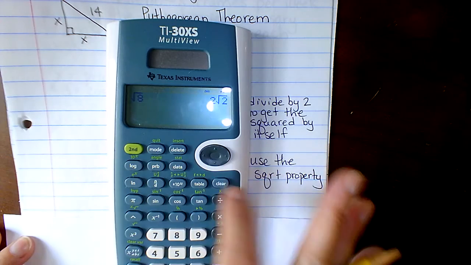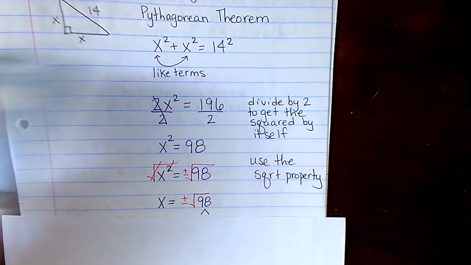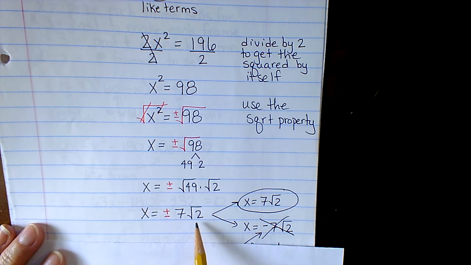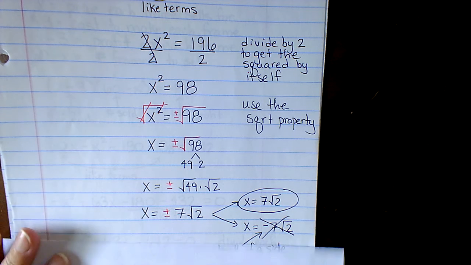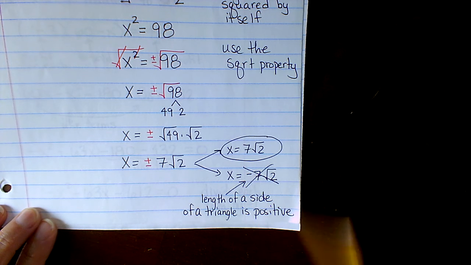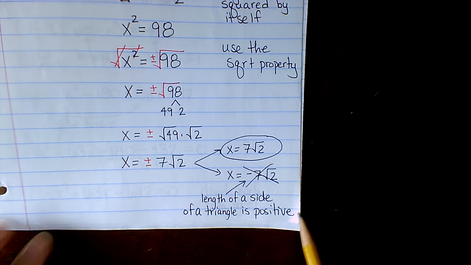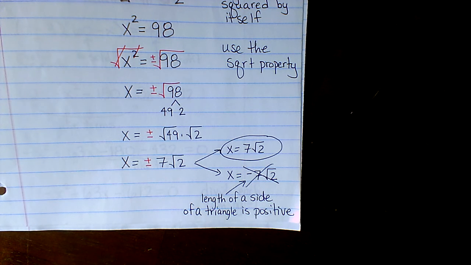That does simplify. So if you do the square root of 98, you're going to get 7 root 2. And I went ahead and just showed you the behind the scenes action of how you get 7 root 2. Remember, it is a plus or minus. When you do the square root property, you need that plus or minus. So I have two answers, the plus and the minus. Which one is it? Well, we're talking about the length of the side of a triangle. It has to be positive. So it's going to be that 7 root 2.